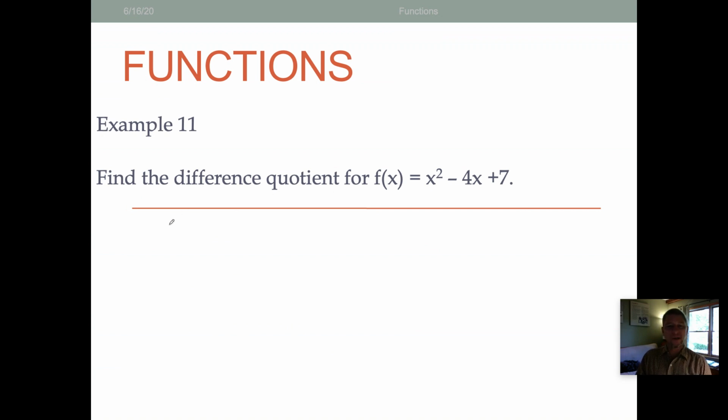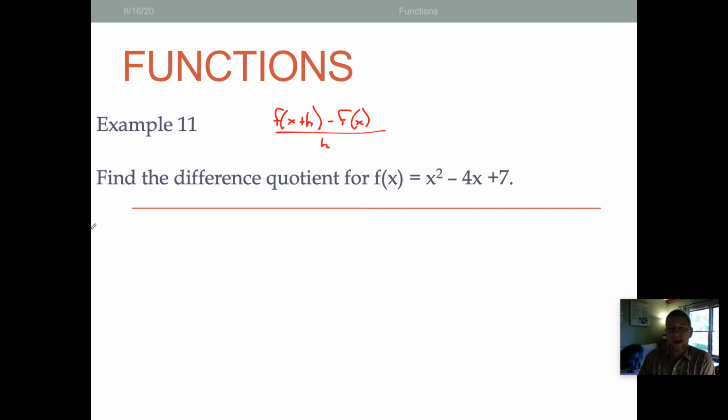Well, we want to find the difference quotient for the function f of x equals x squared minus 4x plus 7. All right, so we're going to write down the difference quotient. It's f of x plus h minus f of x, all over h. All right, that's the difference quotient.